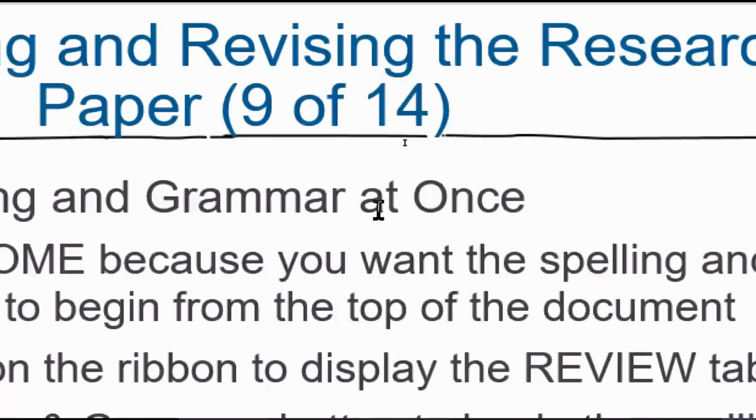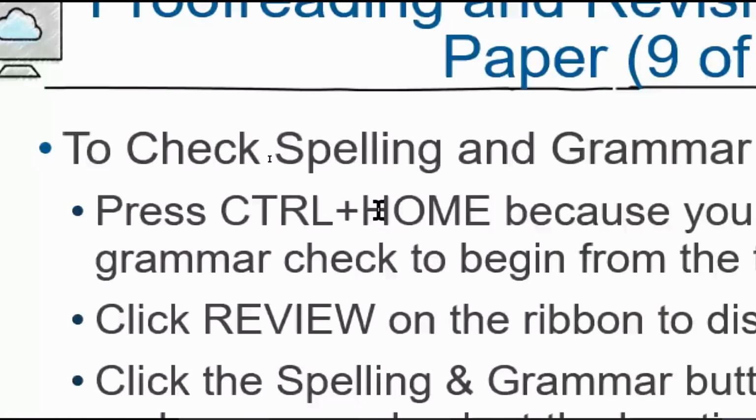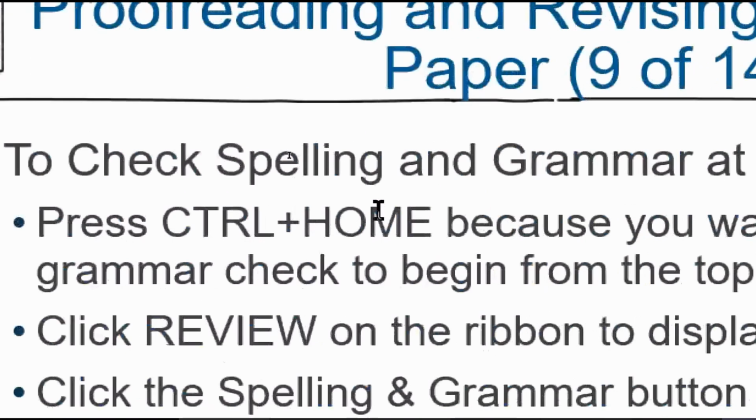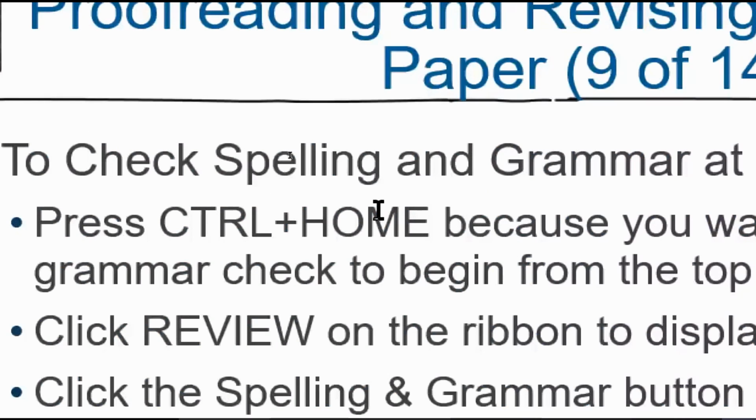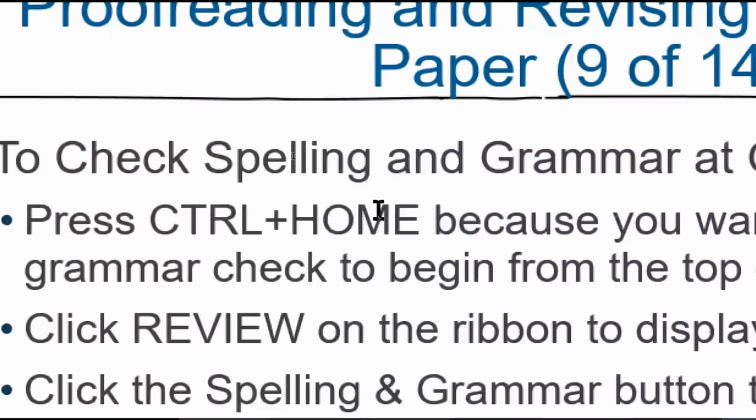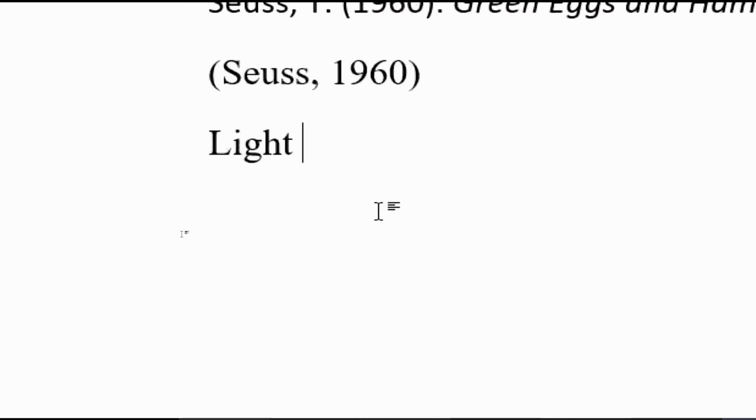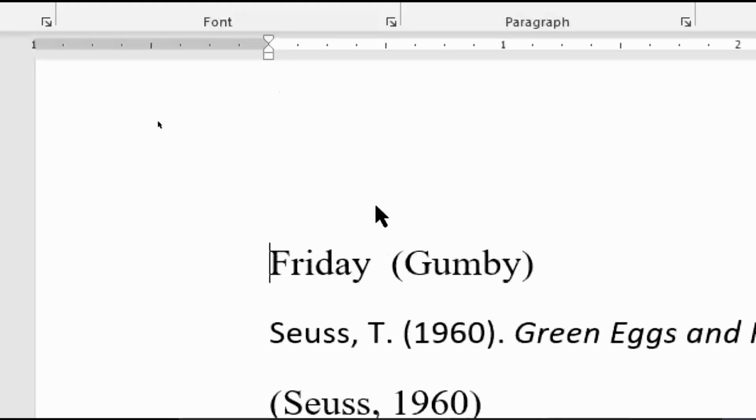To check spelling and grammar, first thing you want to do is press Control plus Home. The Home key is located above your arrow keys. You should have a set of 6 keys above them. The top middle one is Home. You hold Control and press that, and it will jump you to the top of your document. So say we're down here at light. I press Control Home, and now I'm all the way back here.